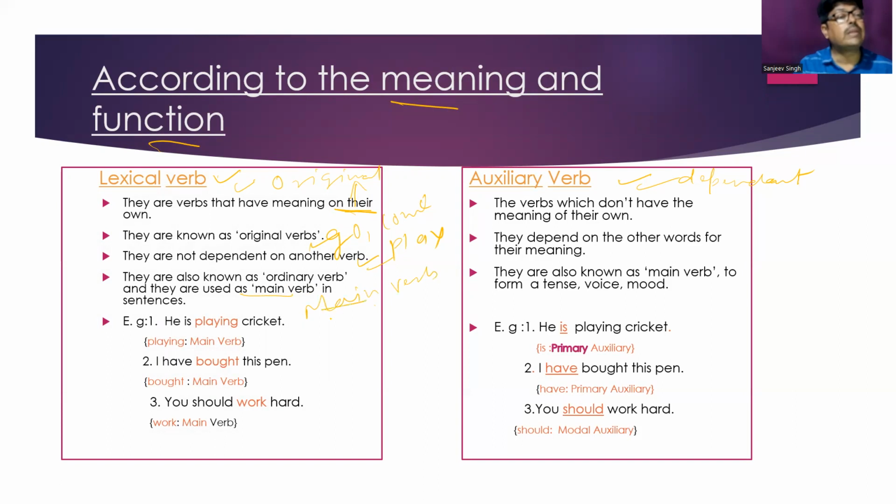Most of the time we tell it as main verb, main verb, main verb, but actually it is lexical verb. Why is it a main verb? Because it does the work of, or is used as, the main verb in the sentence. Like, he is playing cricket. Playing is the main verb here, the main action. It means that he is not doing any other thing except playing cricket.